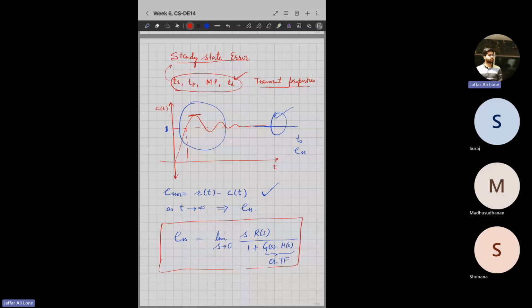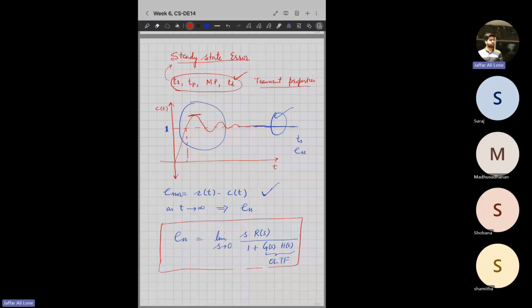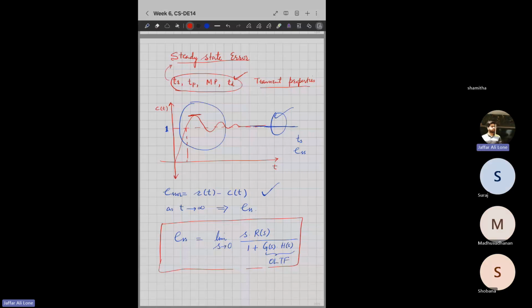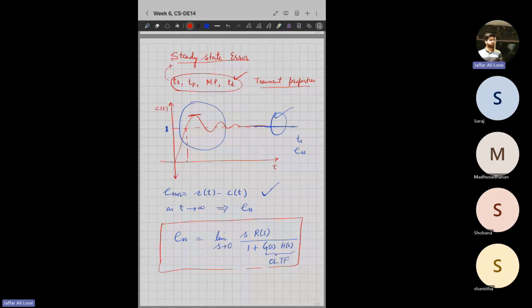It has nothing to do with the order of the system. If you take systems of different orders, you'll see the steady state error, if it is finite for a second order system, it will be finite for a first order system as well. But it actually varies with the type of system. I have already discussed what is type, what is order.